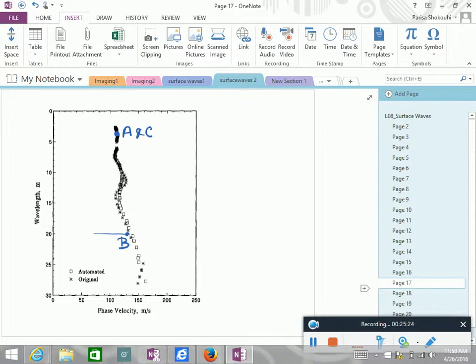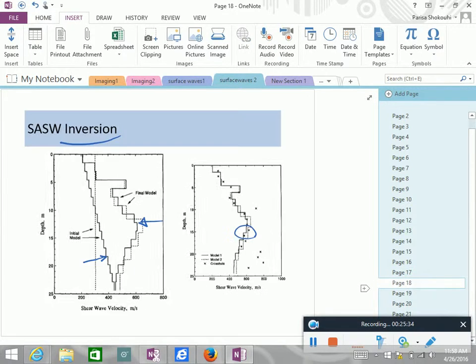I don't understand the whole idea of inversion. How do you get from shear wave velocity? No, you don't get to shear wave velocity. Yeah. So inversion is similar to tomography. You start with the initial model. You just assume that you have some change in velocity with depth.